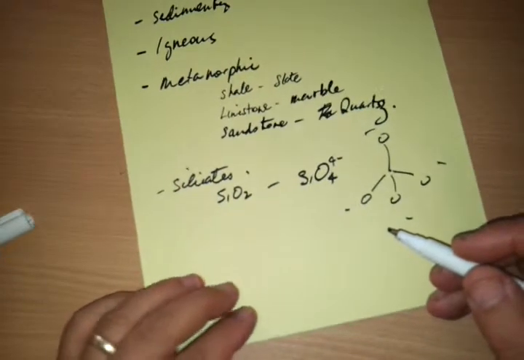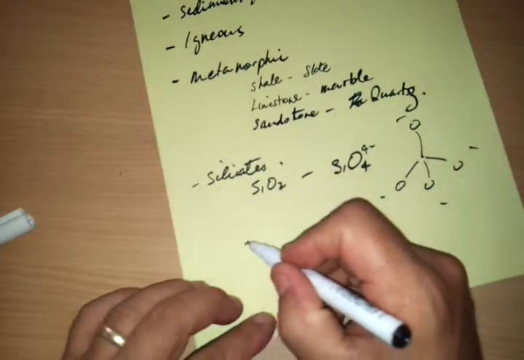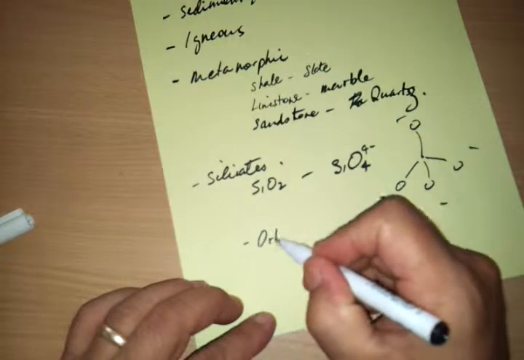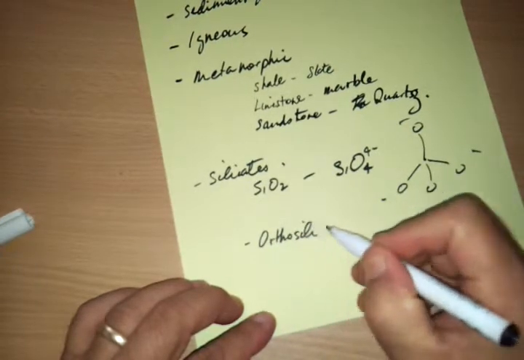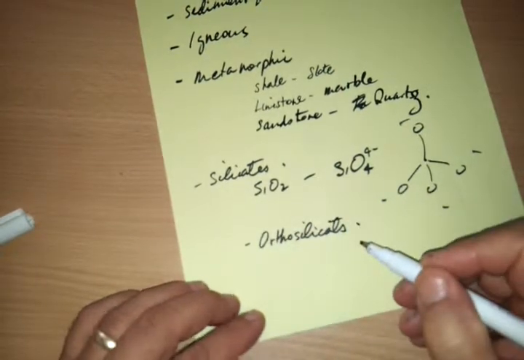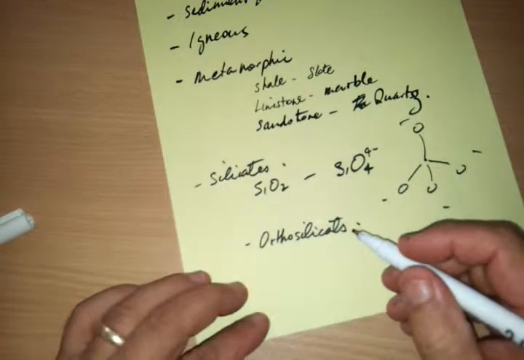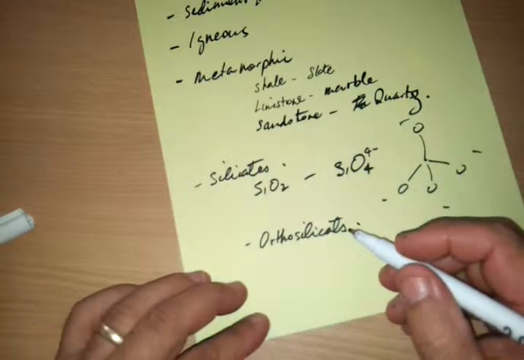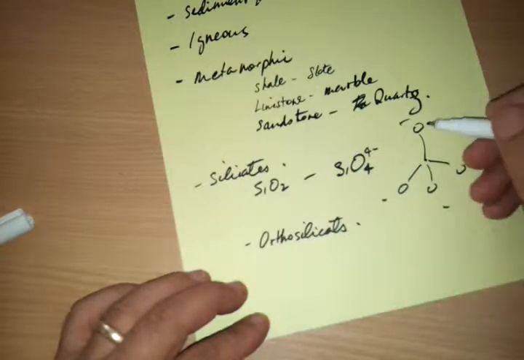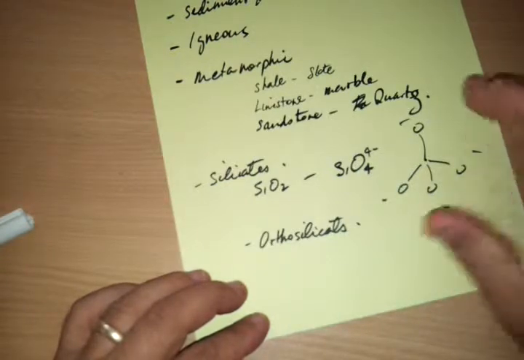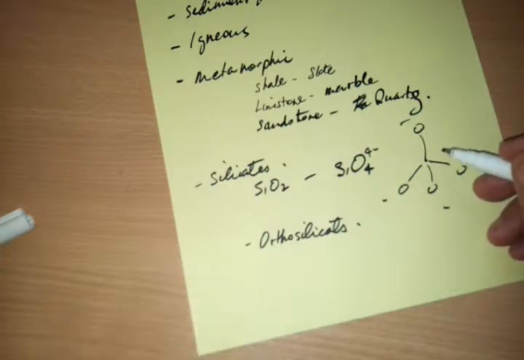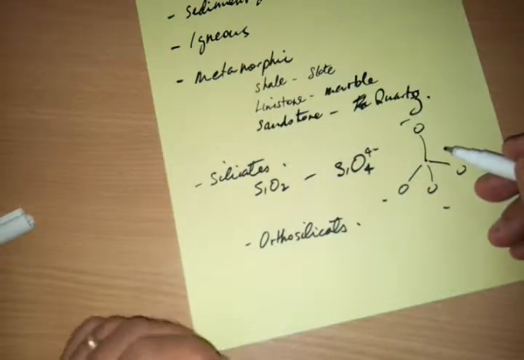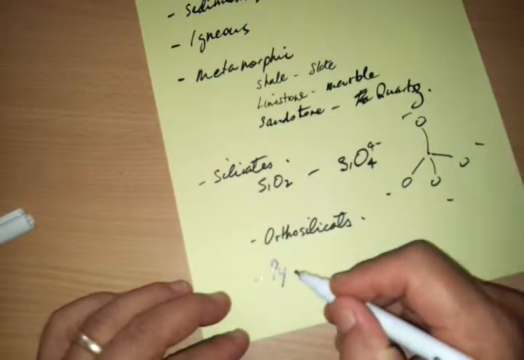Okay, so the types of formations that can happen with silicates could be orthosilicates. And orthosilicates are a combination of metal ions that bind to the silicon-oxygen tetrahedron. So we'll get metals forming on the edge here and binding up to this tetrahedron that we've described. They're called orthosilicates. The other types are pyrosilicates.